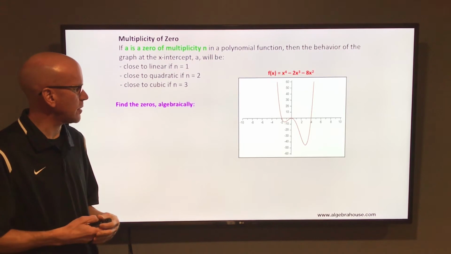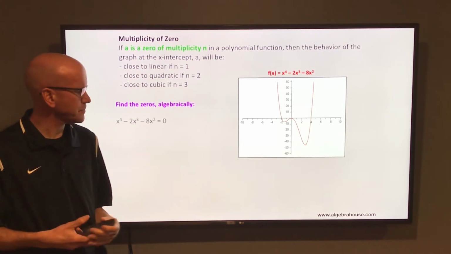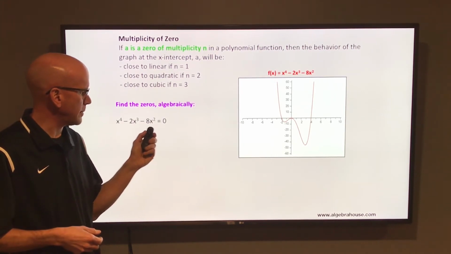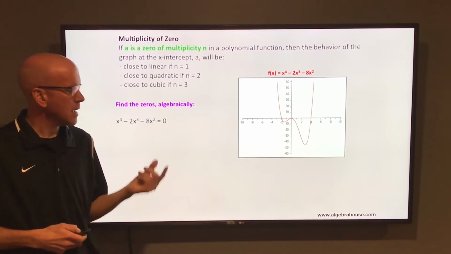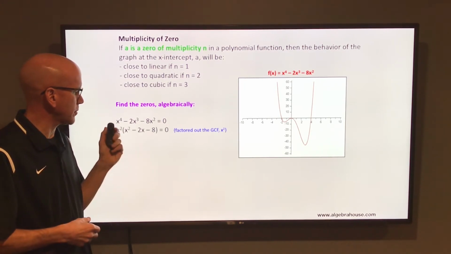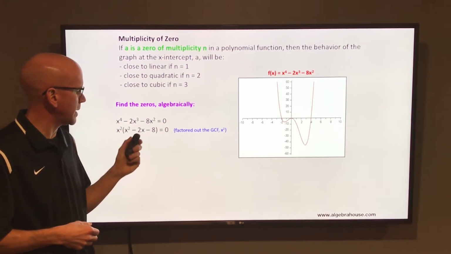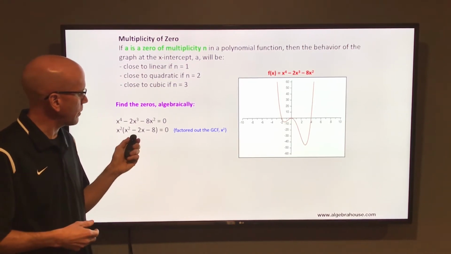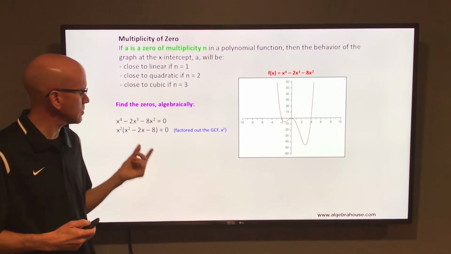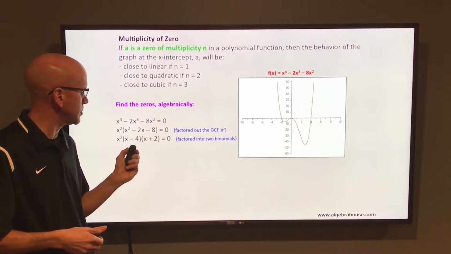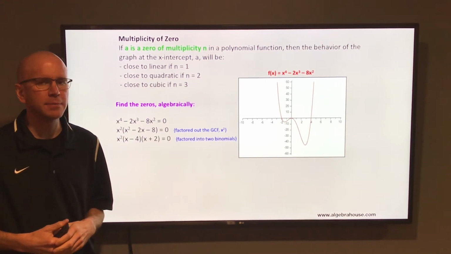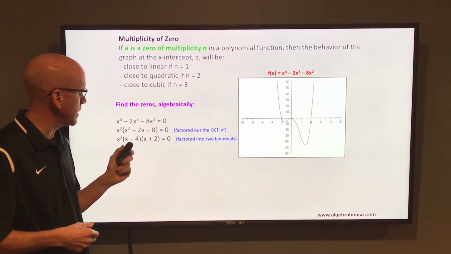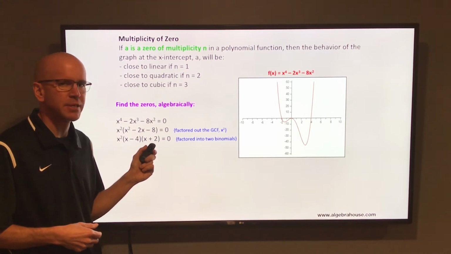Now if we go to solve that for x algebraically, look for a common factor that you could factor out. X squared would be a common factor to those three terms. So if you divide each term by x squared, you get x squared minus 2x minus 8 in parentheses. Now that will factor into two binomials. That x squared minus 2x minus 8 factors into x minus 4 times x plus 2. So we have x squared times x minus 4 times x plus 2.